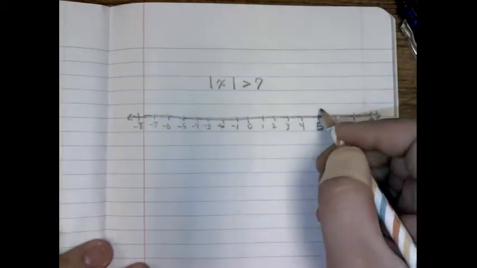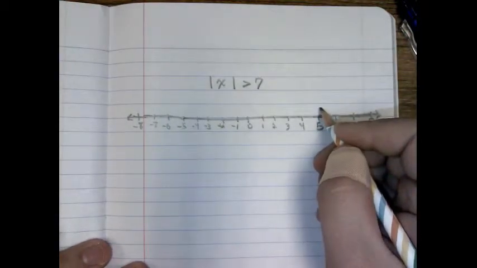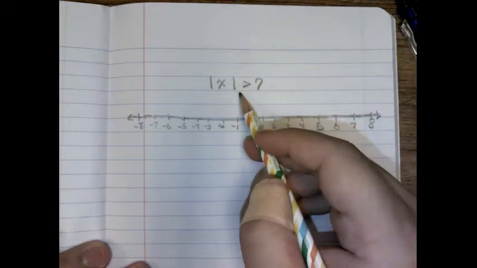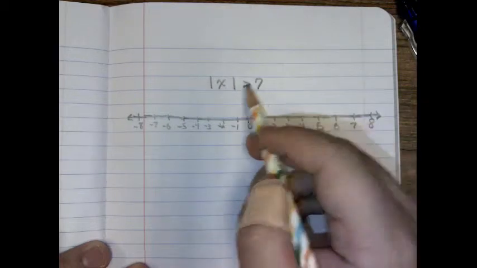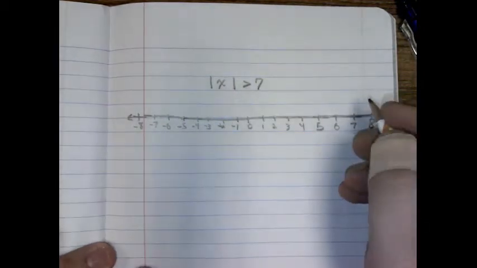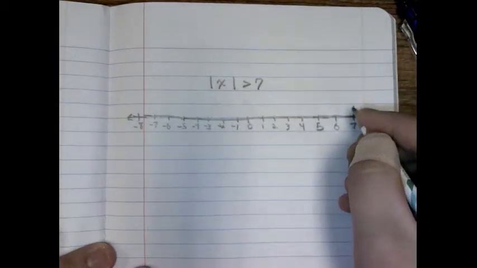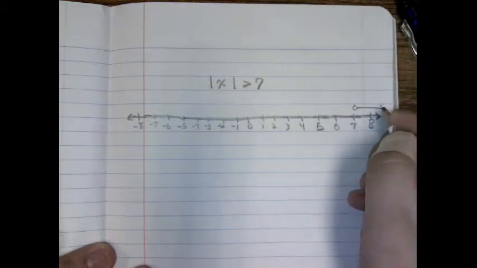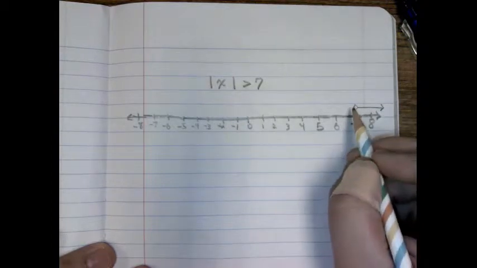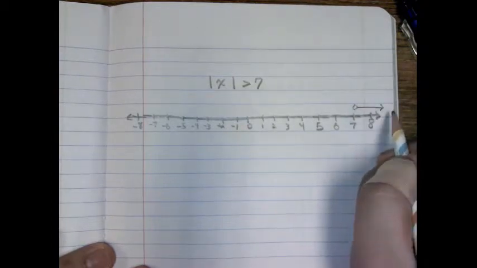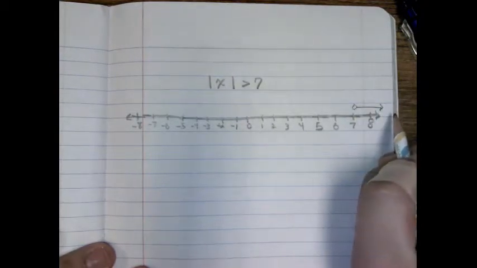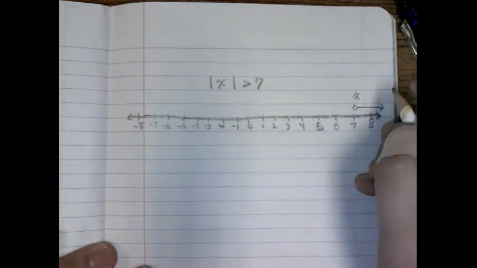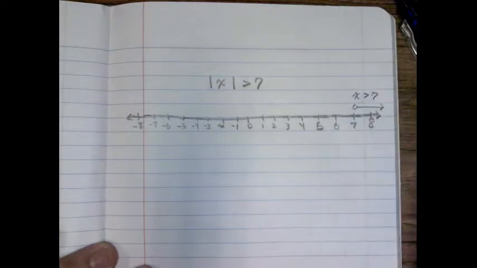So 5, for instance, would not work, right? Because 5 is 5 away from 0. So the numbers that are greater than 7 away from 0 would be, well, not including 7, but all of these values here, right? All of these values are greater than 7 away from 0. And what that looks like is, well, x is greater than 7.